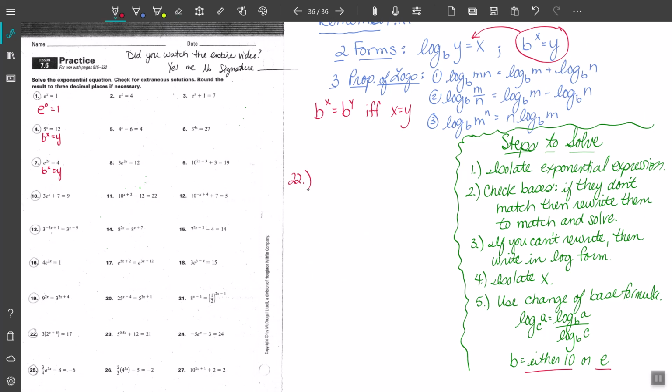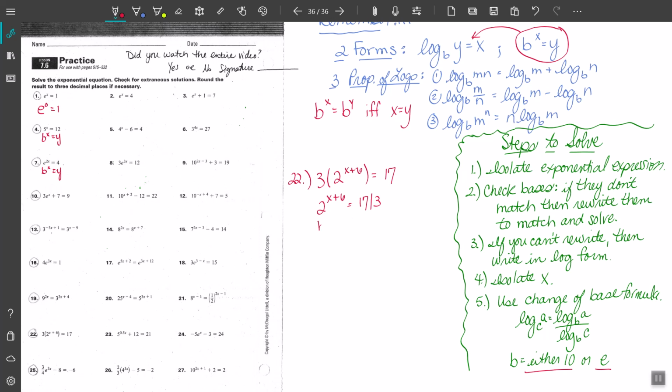All right, we'll go through our steps here. Our exponential expression is not isolated, so we're going to take care of that first by dividing through by that 3. And so now we have it isolated. The bases don't match, and we are not going to try to rewrite those to make them match because there's no perfect power going on here between the two. So we're going to rewrite it in log form.